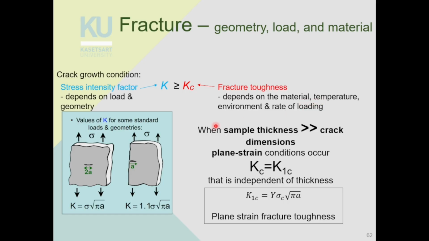It depends on the material, temperature, environment, and rate of loading. When the sample thickness is much more than the crack dimension, we get a plane strain condition where Kc is equal to K1c, where 1 in this case refers to the crack opening mode. In this case, the crack propagation is independent of the thickness of the specimen. So we get K1c equals Y sigma c square root pi a. This is the plane strain fracture toughness.